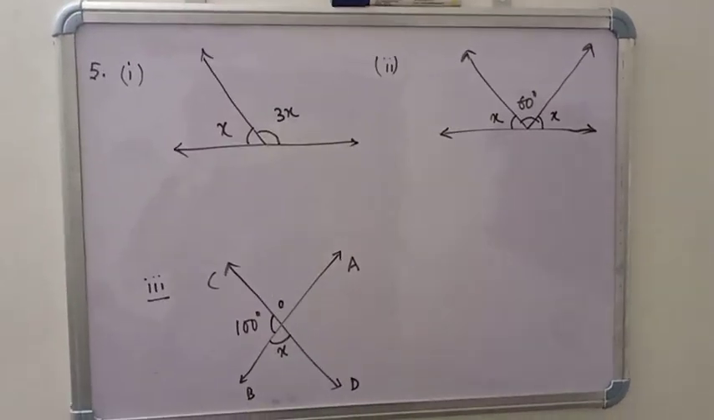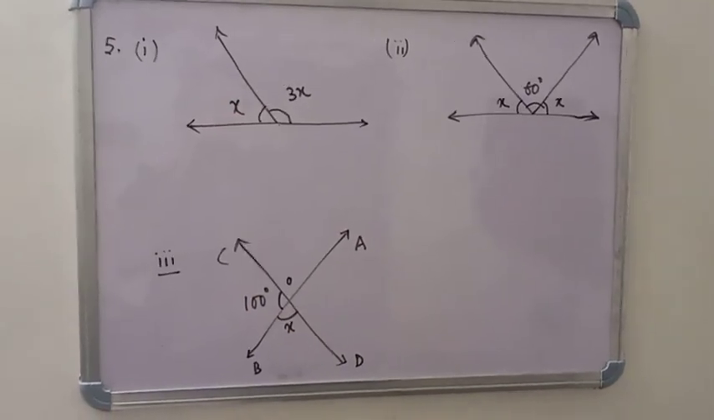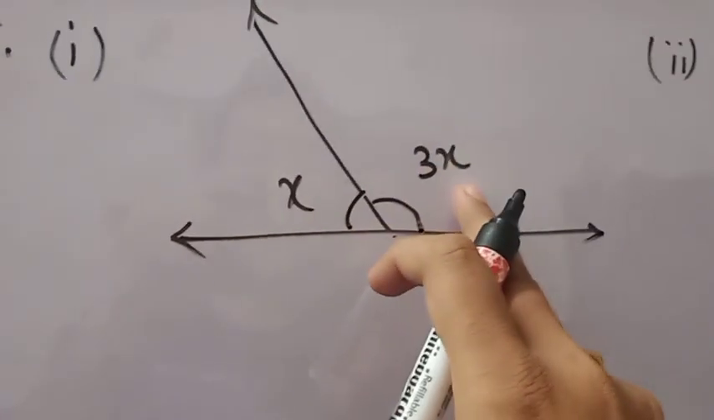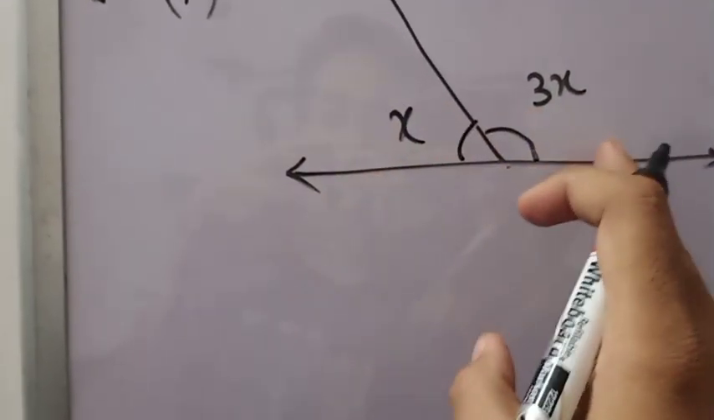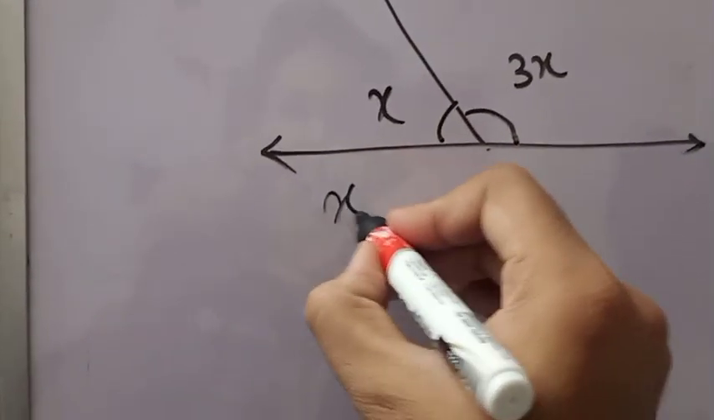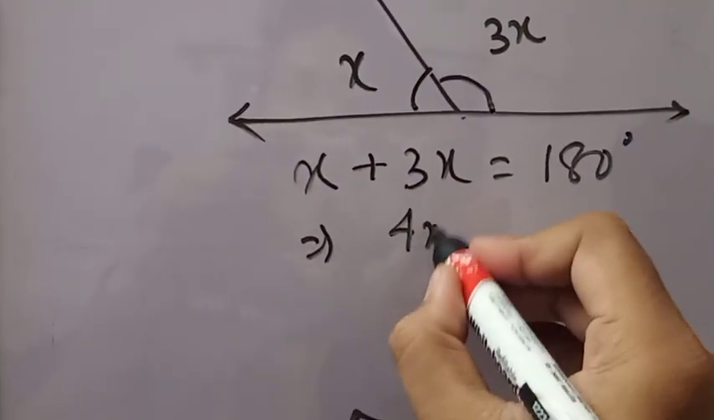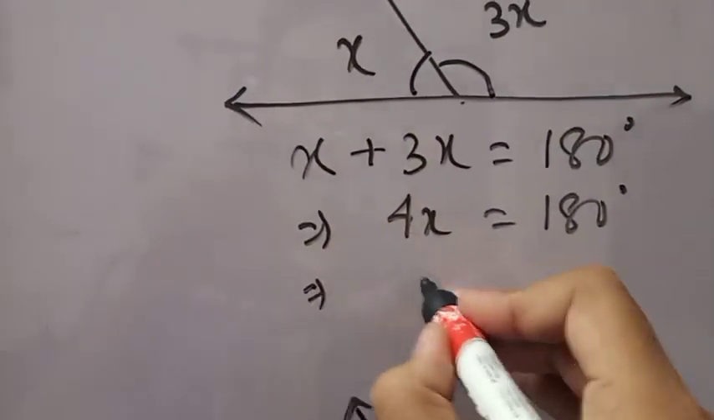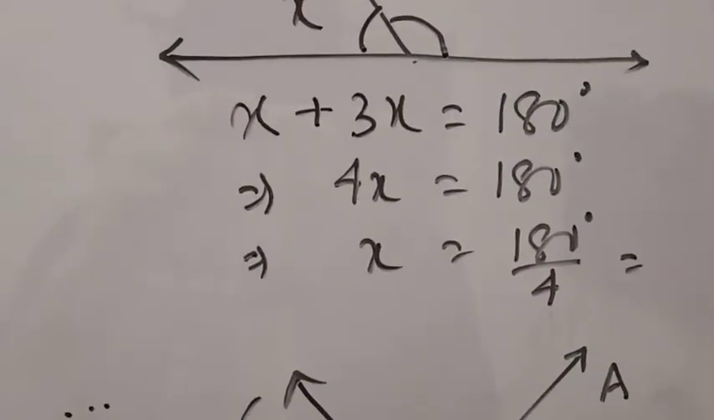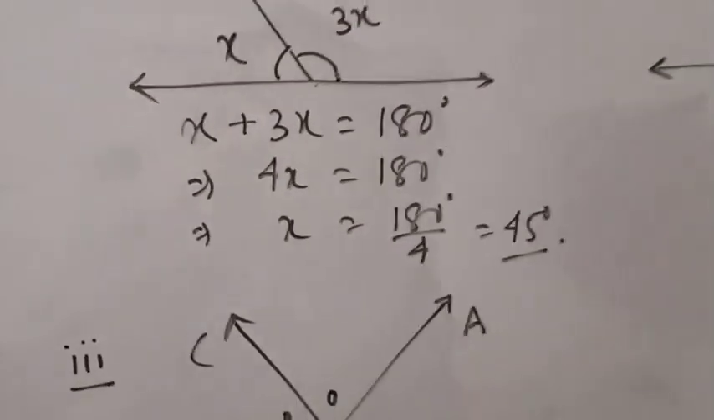Now in number 5, see that some figures are given. You have to find the value of x. So in the first figure, see that this angle is x and this angle is 3x. So we know that in linear pair the total angle is 180. So we can write here x plus 3x equals to 180. That means 4x equals to 180. That means x equals to 180 degree by 4. So that means 45 degree. So x equals to 45 degree.